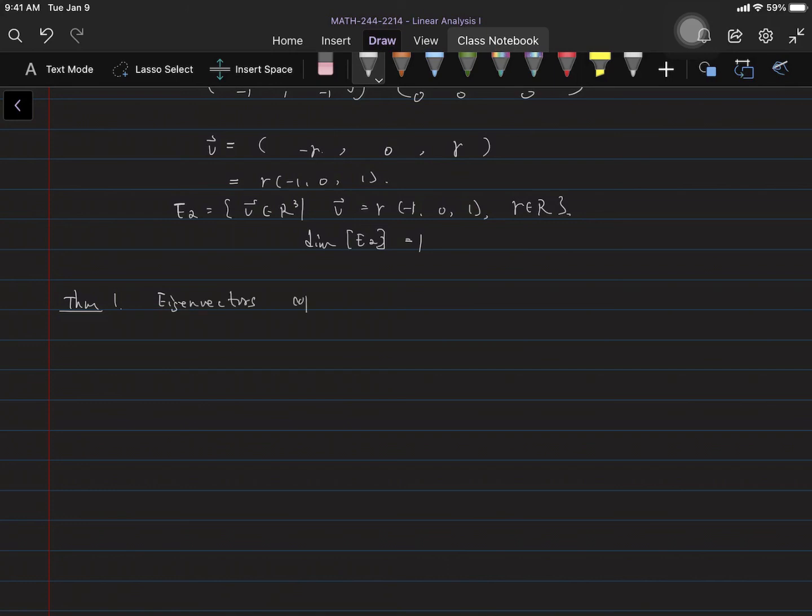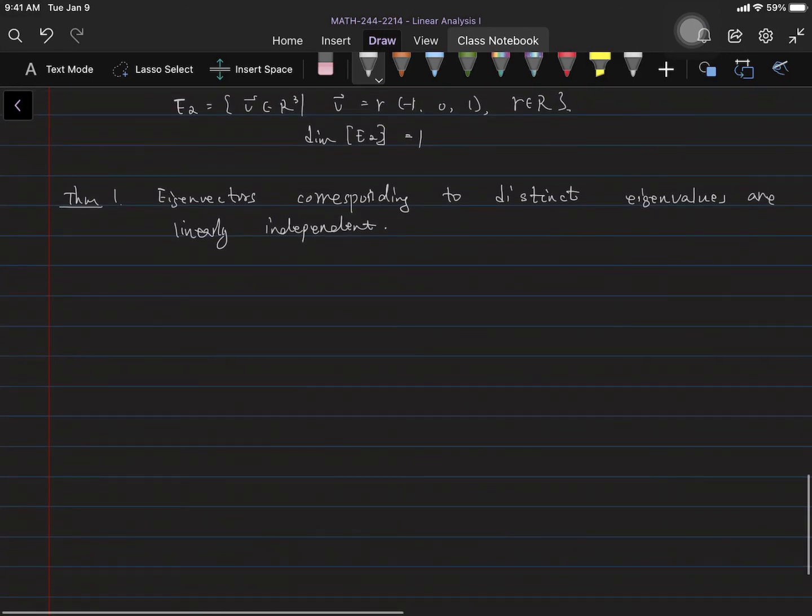Eigenvectors corresponding to different, distinct, same as different eigenvalues, are independent. So we skip the proof. Okay, this is just this one.